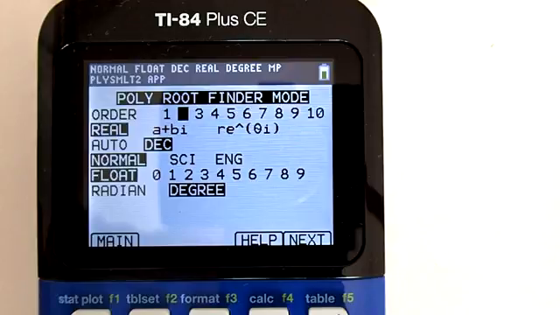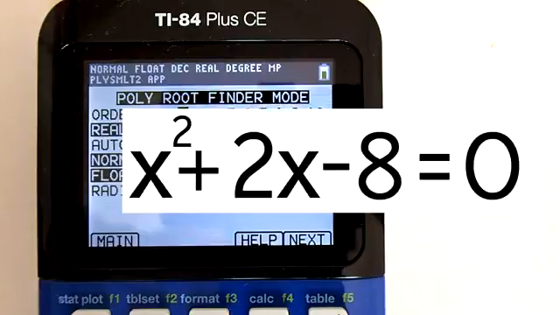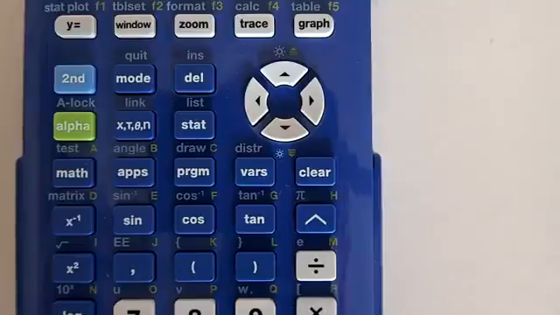Hi, this is Rob. I'm going to show you how to solve a quadratic equation on the TI-84 Plus CE graphing calculator by using the Polynomial Root Finder app on the calculator. Let's solve the following quadratic equation: x squared plus 2x minus 8 equals 0.